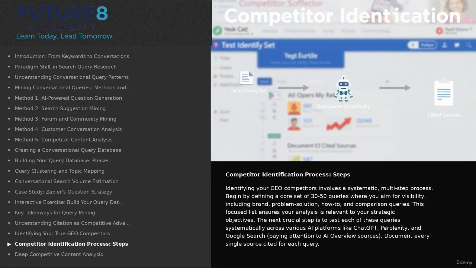Competitor identification process. Steps. Identifying your GEO competitors involves a systematic, multi-step process. Begin by defining a core set of 30 to 50 queries where you aim for visibility, including brand, problem solution, how-to, and comparison queries. This focused list ensures your analysis is relevant to your strategic objectives. The next crucial step is to test each of these queries systematically across various AI platforms like ChatGPT, Perplexity, and Google Search, paying attention to AI overview sources. Document every single source cited for each query.